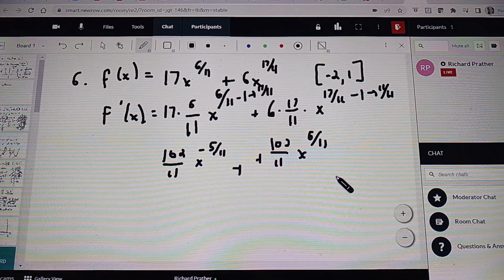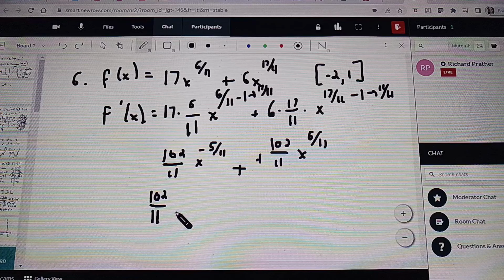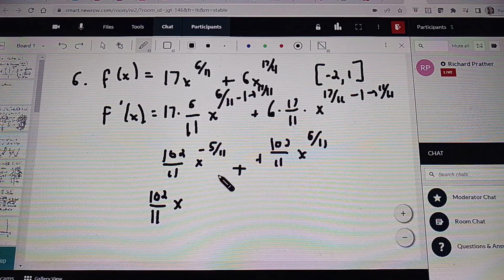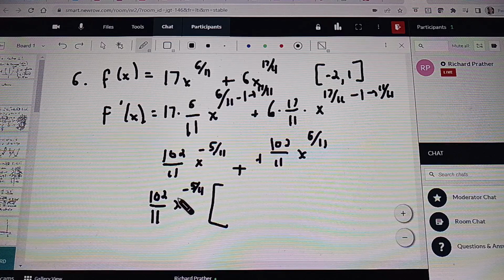So what we can do here is a greatest common factor. They both have a 102 over 11. And when you're doing variable greatest common factors, it's always the one with a smaller exponent. So the greatest common factor is the smallest exponent for variables. And clearly a negative is smaller than a positive. So this entire term is the greatest common factor. And anything divided by itself is 1. This divided by that is 1.